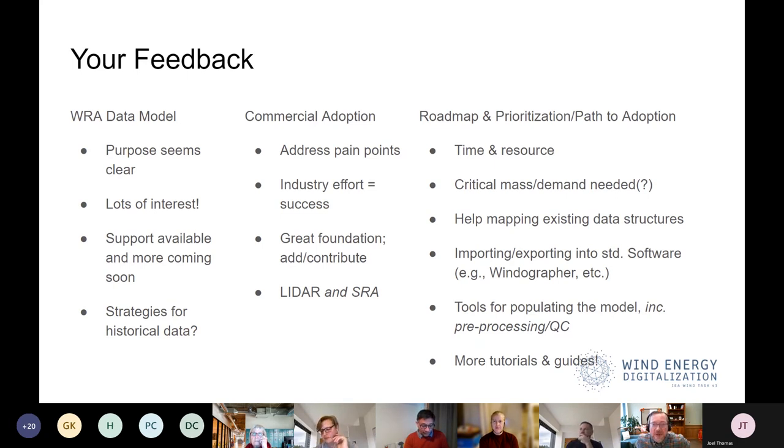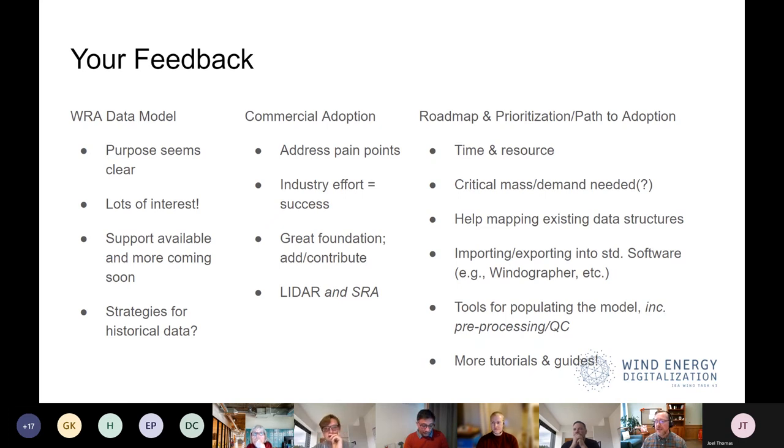And a big question there that was raised early on, and came up a couple of times since, is strategies for dealing with historical data. It's great to say we could start using this on a go-forward basis, but what do I do about all the data that I have? Again, there are some tools in progress to help with that, and more to come on that.